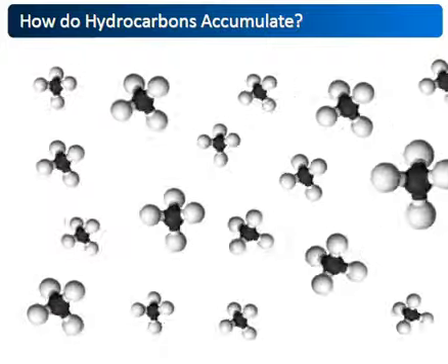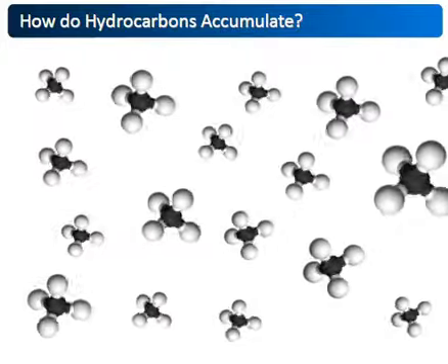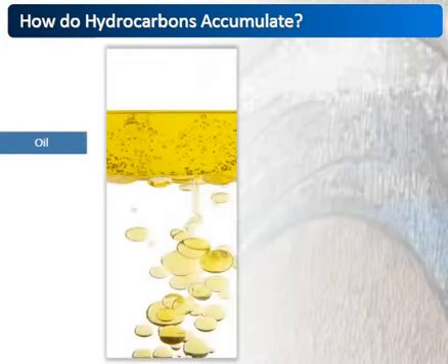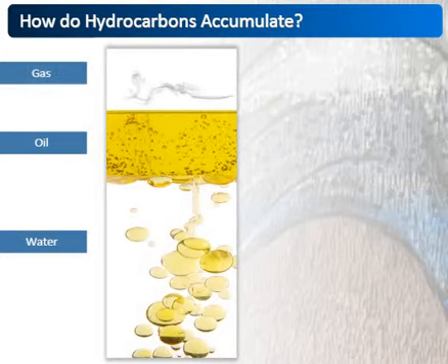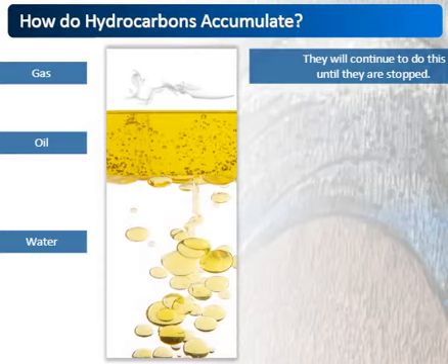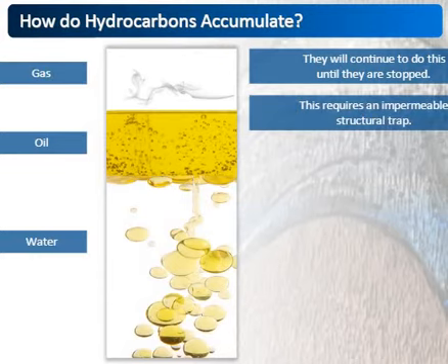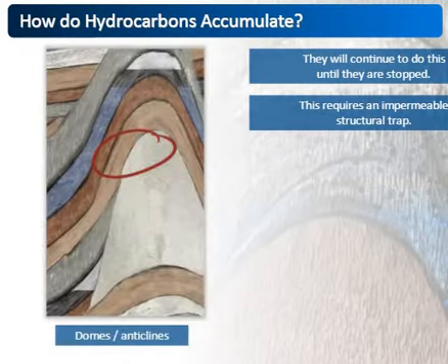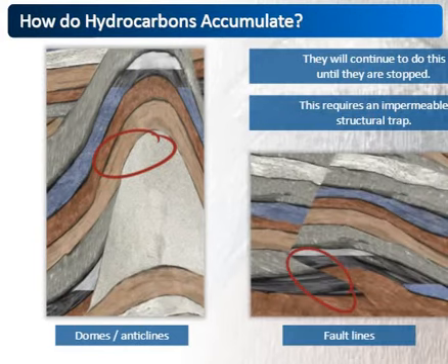So how do hydrocarbons accumulate in such large amounts? Well, the answer is migration. Oil is lighter than water, so as we know it will float to the surface. Gas is lighter than oil, so the natural tendency is for hydrocarbons to migrate towards the surface of the Earth. They will continue to do this until they're stopped, and as we've seen, this requires an impermeable structural trap. These traps are formed by Earth movements and may be domes or anticlines and faults, amongst others.